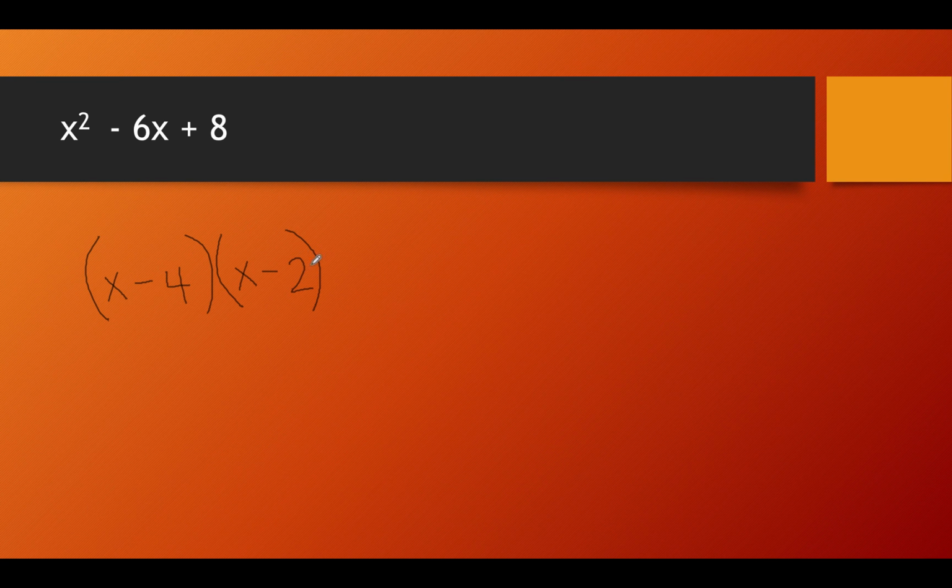Negative 4 times negative 2 is a positive 8, and negative 4 minus 2 is a negative 6. So we know that that's correct. That's the end of our video.